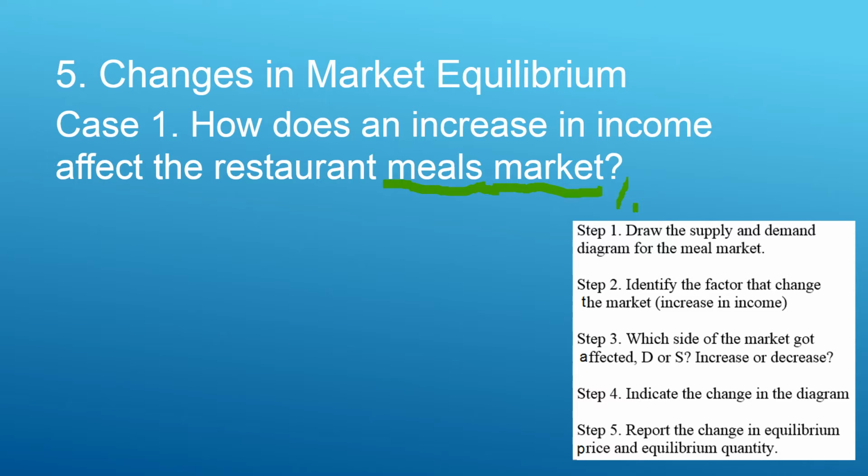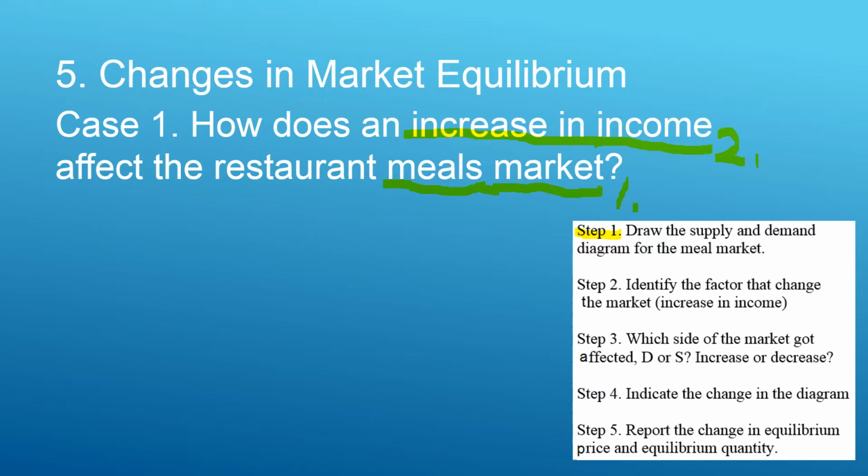Point number 2 is, inside the same statement, you need to identify what factor is changed, which will lead the restaurant meals market to change. So here it says increase in income. So increase in income is the second keyword you should underline before you do the analysis. Okay? Very good. Now let's take a look at step 1.